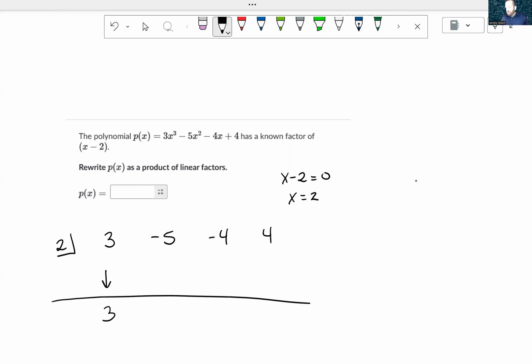Bring down the 3. 3 times 2 is 6. 1 times 2 is 2. Negative 2 makes negative 4, and that's 0. So it's x cubed, so that's going to be x squared, x, constant, and remainder.